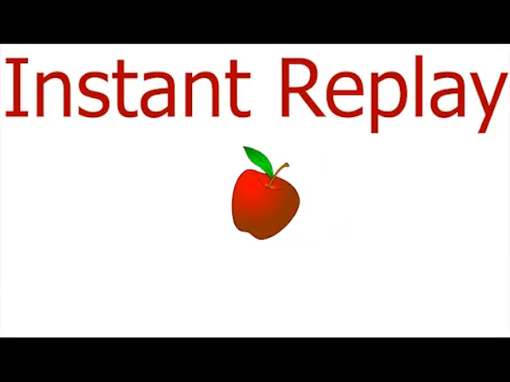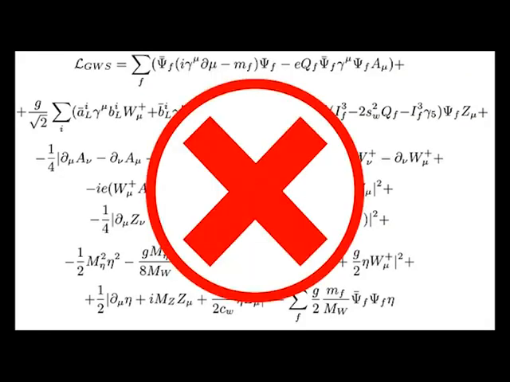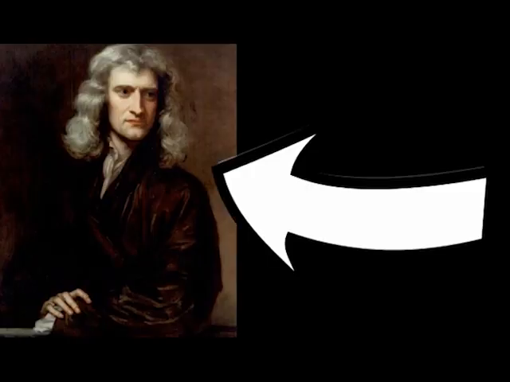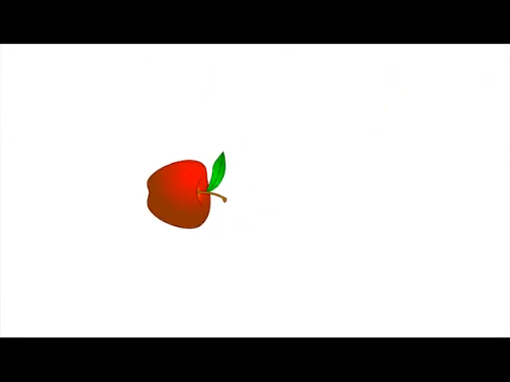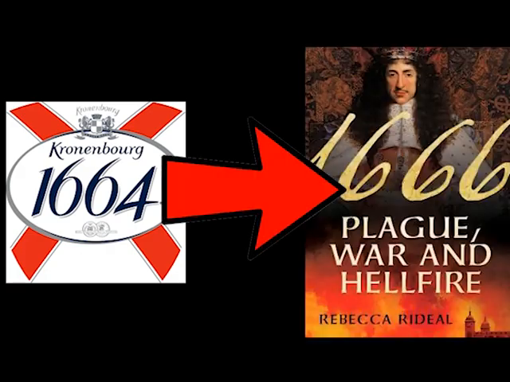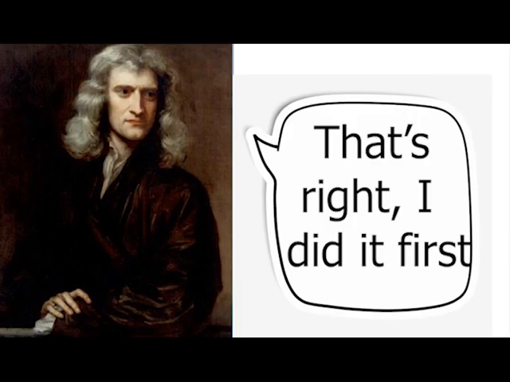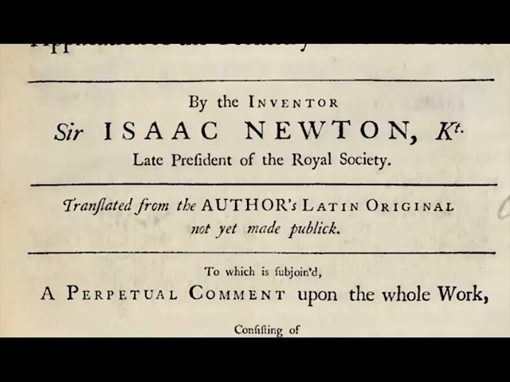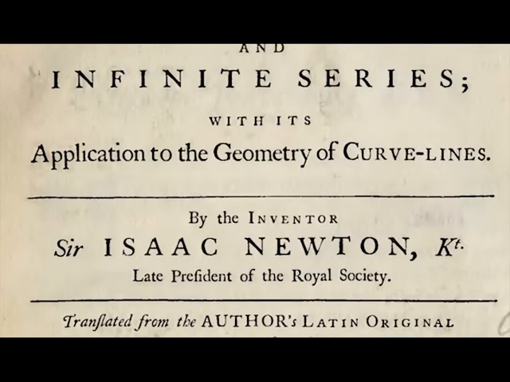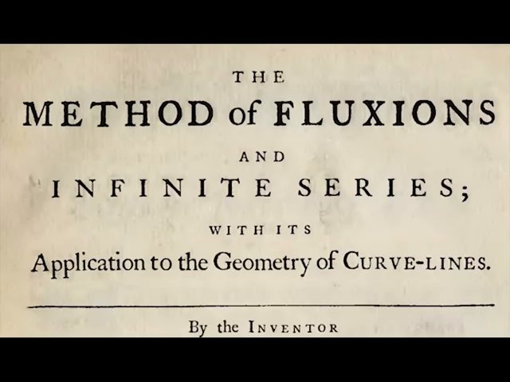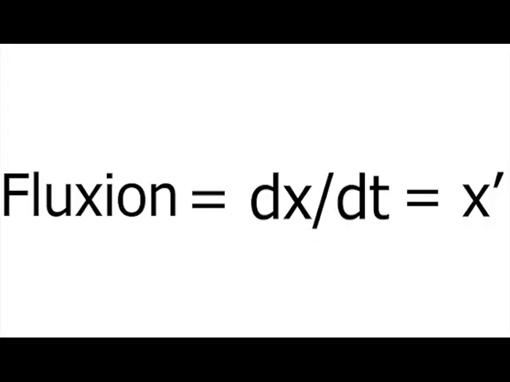When he was trying to describe how an object falls, there was no mathematics at the time that he could use to describe an object at any moment of time. So between the years of 1664 through 1666, Newton developed the first forms of calculus. He called it the methods of fluxion, and a fluxion is what Newton called the derivative with respect to time, or x prime.